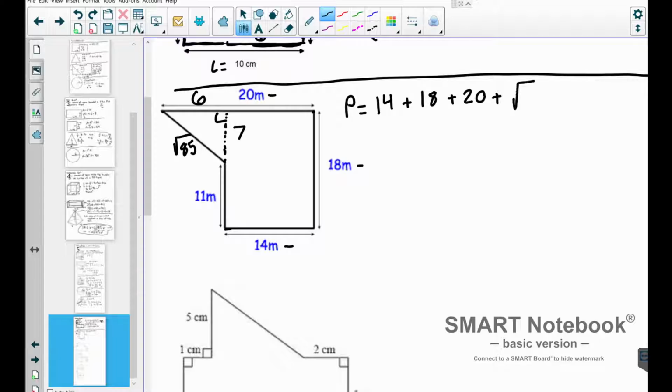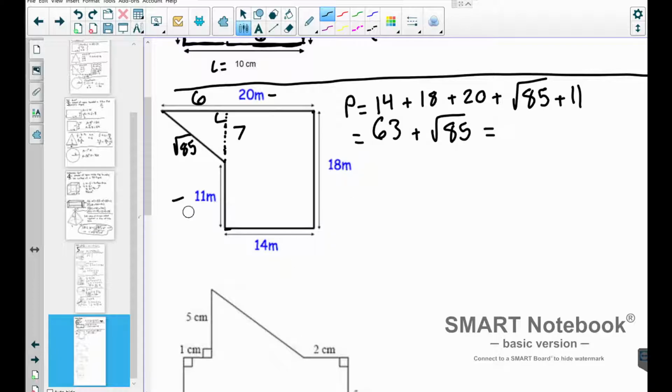Okay, so we can add that on, square root of 85, and then our last side length here is that 11. So then you can add those together, and you're going to get something like 14 plus 18 plus 20 plus 11. So 14 plus 18 plus 20 plus 11 is going to give us 63, and we're left with that square root of 85. So you may have an answer something like this.